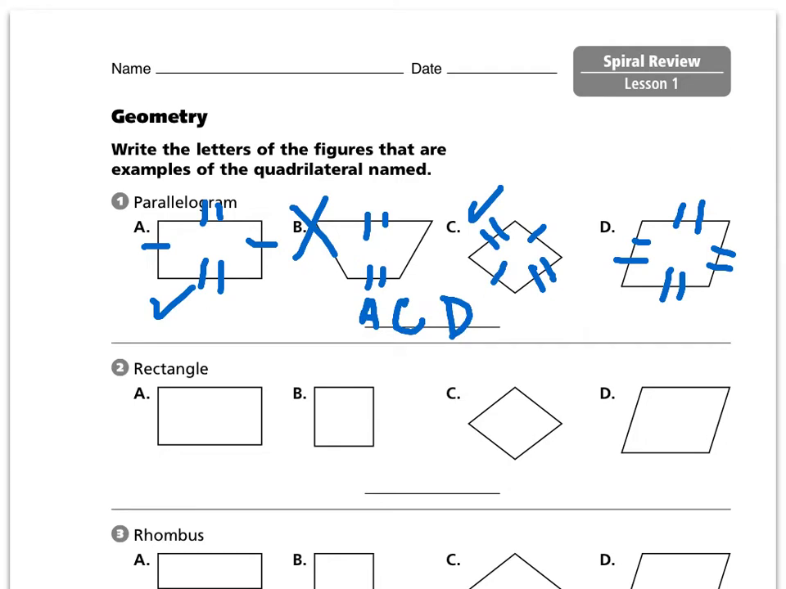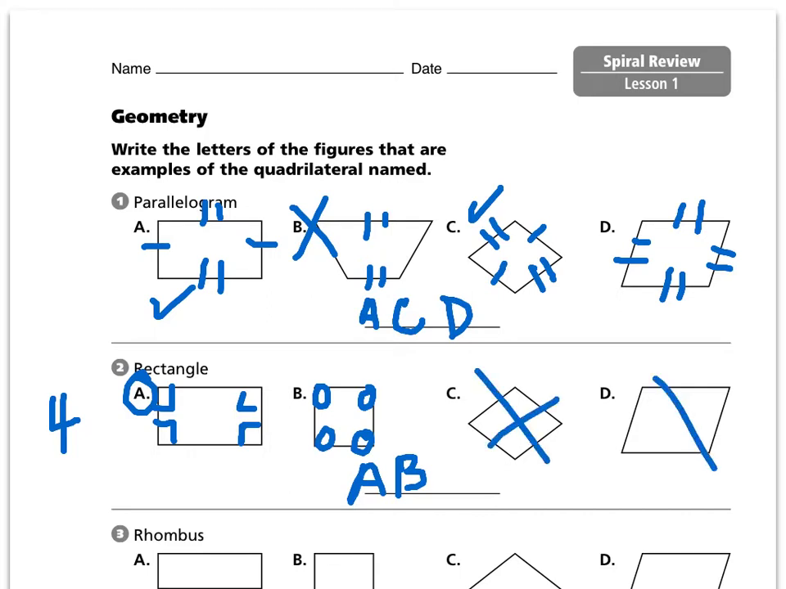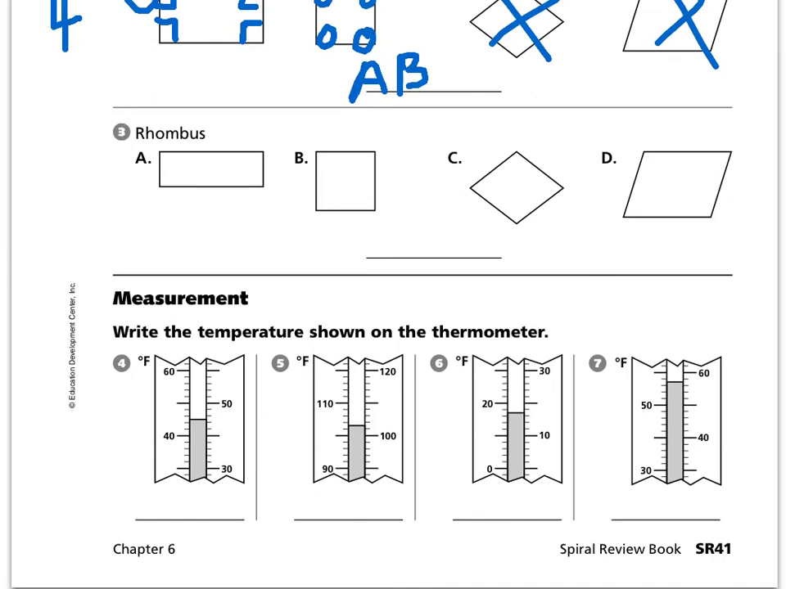We're looking for rectangles. I need to find 4 right angles. So I can see that this shape right here has 4. And I can see that letter B has 4 right angles. But letter C and letter D do not have 4 right angles. Let's look at number 3.